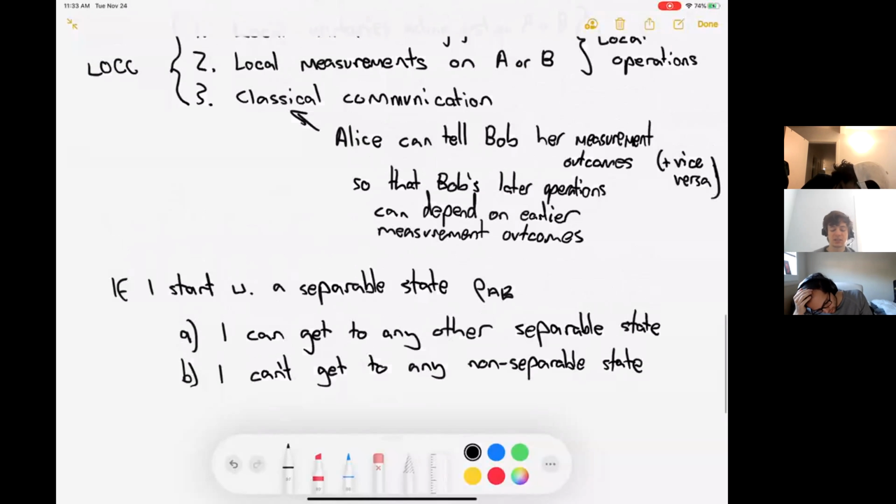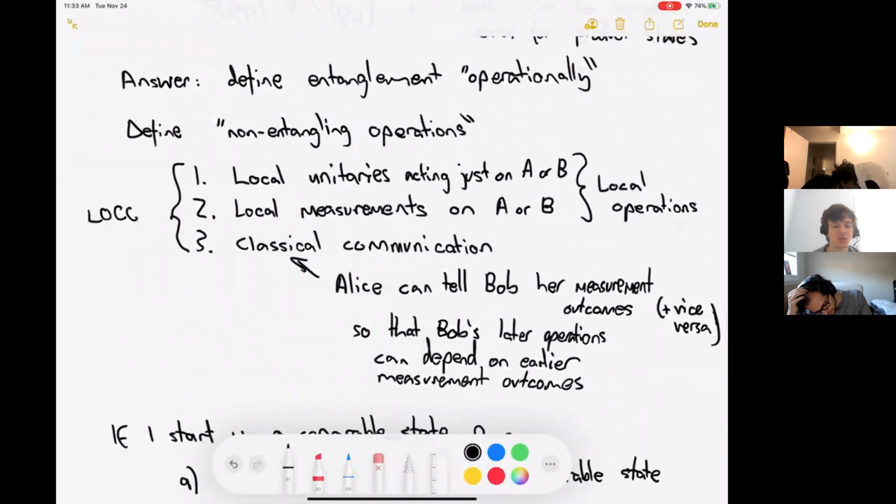And the reason for this is, let's look at what these three things can do. If I have some local separable state and then I apply a unitary to A or to B, that's just going to leave me with another separable state. If I do some measurement on A and B, then again, it's just a mixture of product states, and doing a measurement on each of the product states will leave me still with a product state. So I'll still have a mixture.